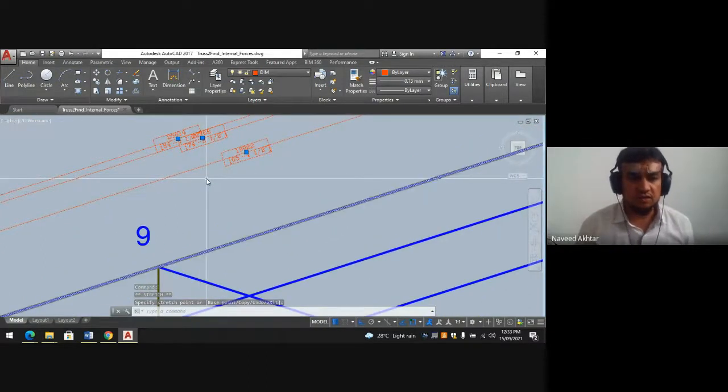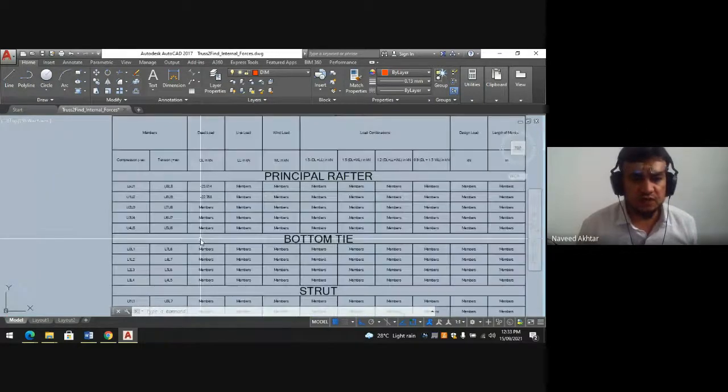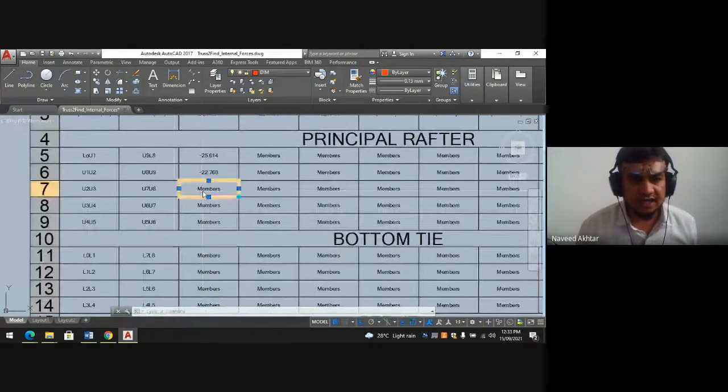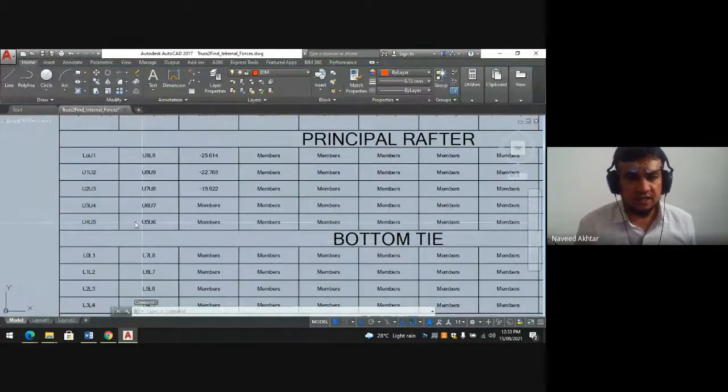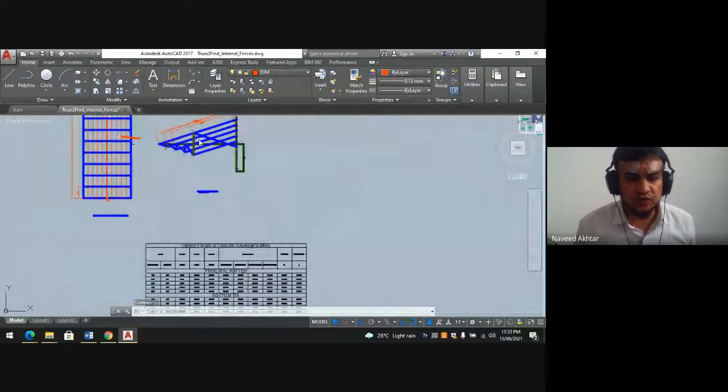I will write down here. The value is minus 19.92 because of this compression. Similarly, U3 U4.